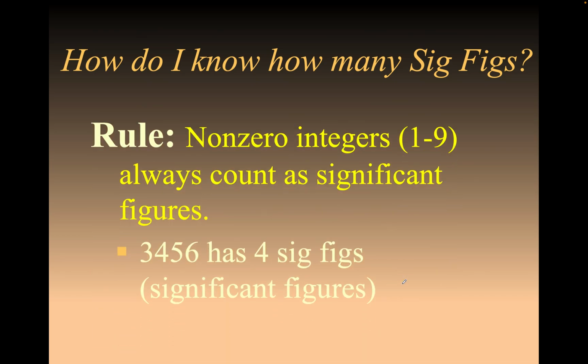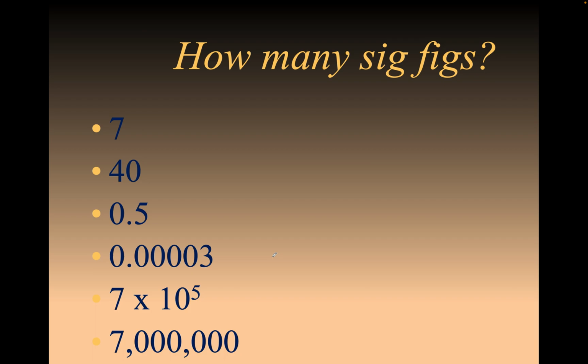How do I know how many significant figures there are? Any non-zero integer is always significant. Like 3456 has 4 significant figures. And if we see the other one, 7, it means only one significant figure, because only one non-zero integer is there.